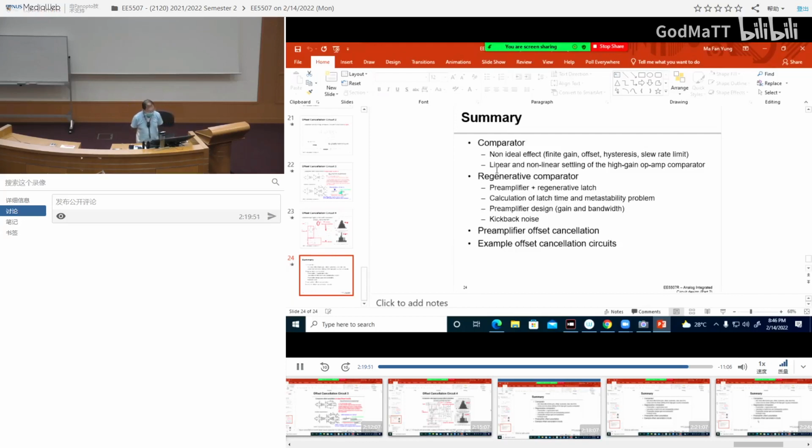Then we talk about using positive feedback to help us in our comparator, which means we have a preamplifier and we add a positive feedback or regenerative latch. Now, once we add positive feedback, what happened to the settling? You have additional exponential settling due to the positive feedback.